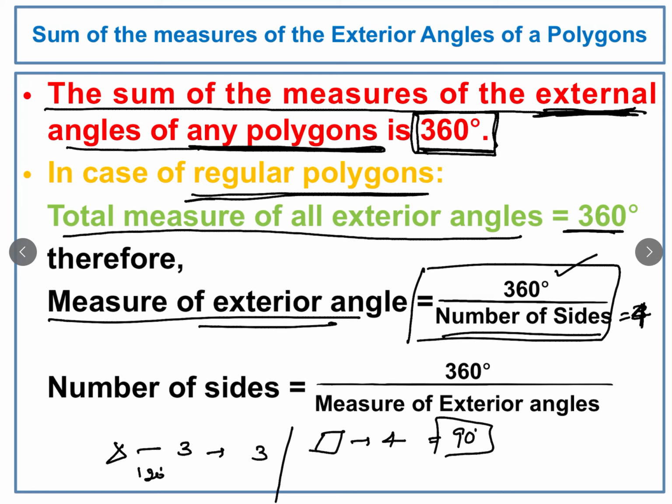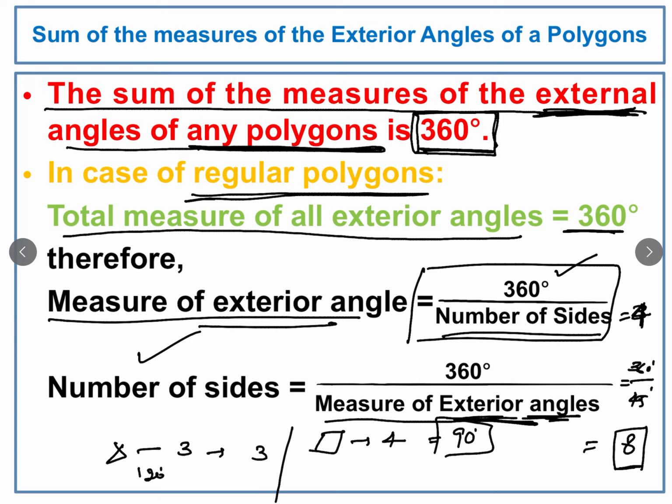Similarly, if we are given the measure of the exterior angle, then we can calculate the number of sides by dividing 360 by the measure of the exterior angle. Suppose the exterior angle of a figure is 45 degrees. When you divide 360 by 45, how much do you get? 8. That means the figure has a total of 8 sides. That means it is an octagon.